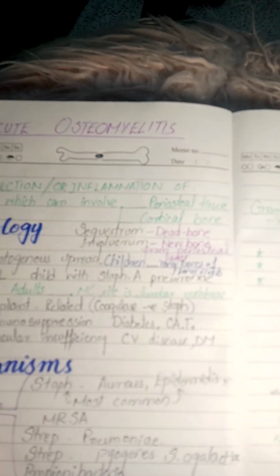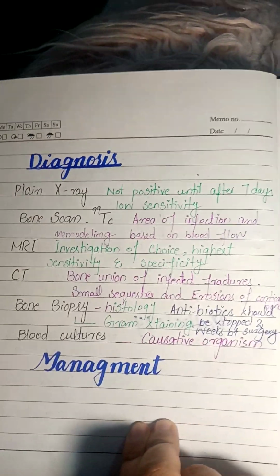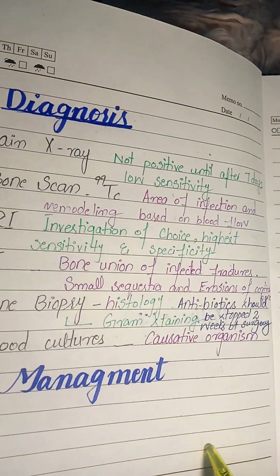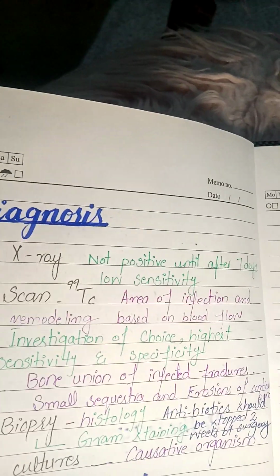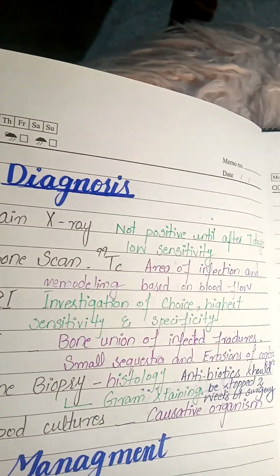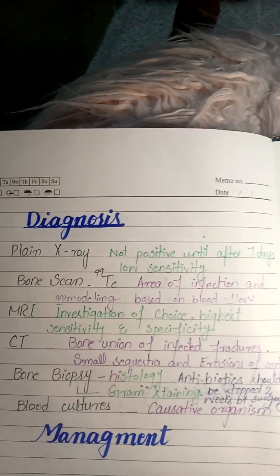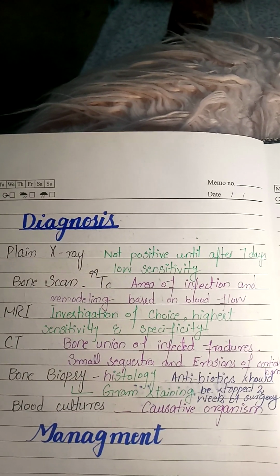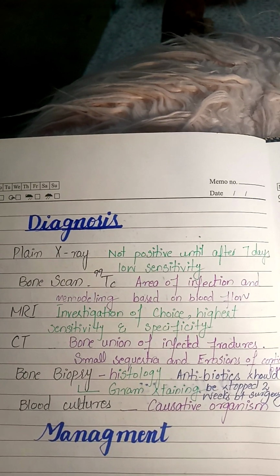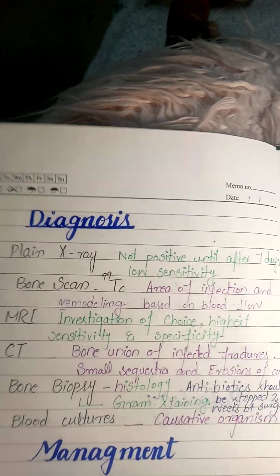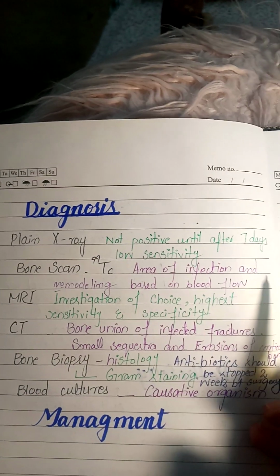Now we will discuss the diagnosis. Plain X-ray is not usually helpful because it will be positive only after 7 days, and it has low sensitivity. But still, we do plain X-ray to exclude another cause of pain in limb, for example, a stress fracture. We will do bone scan and MRI if we suspect osteomyelitis. And MRI is basically the investigation of choice because it has highest sensitivity and specificity.